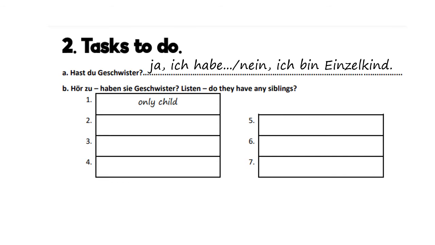If you don't have any siblings, then your answer is pretty much summed up for you there on the screen. So, nein, ich bin Einzelkind. No, I am an only child. If you want to pause this now and write your own answer in, then press play again when you're ready to go on to the next task.